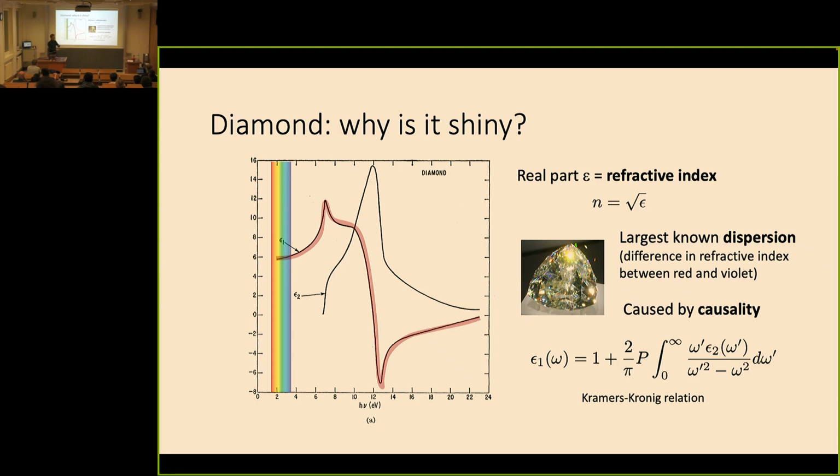Then you can have this so-called dispersion, the difference between the refractive index of red and violet. It turns out that the real part of this dielectric function directly gives you the refractive index of a diamond. Now let's look at that curve. We have here this epsilon2. Now this is the epsilon1, which shoots up exactly where this epsilon2 begins.